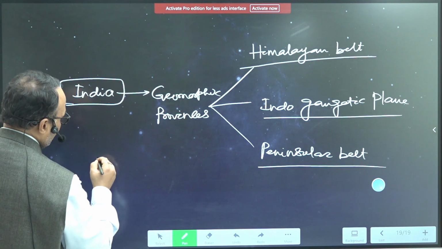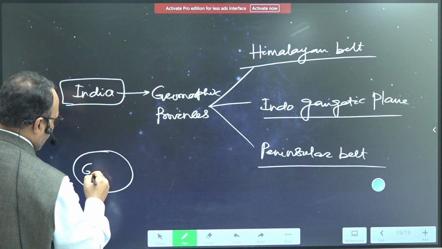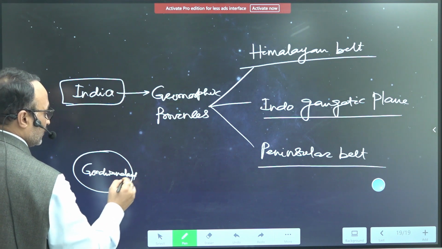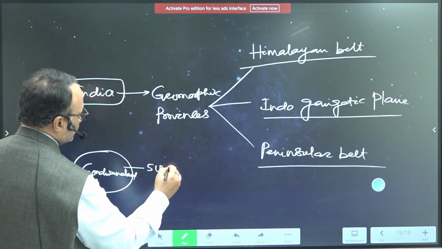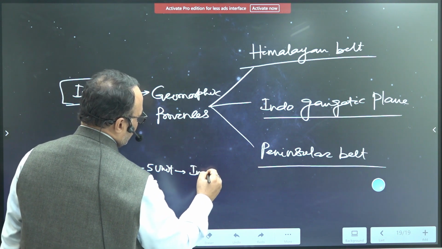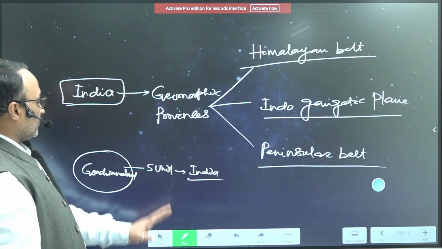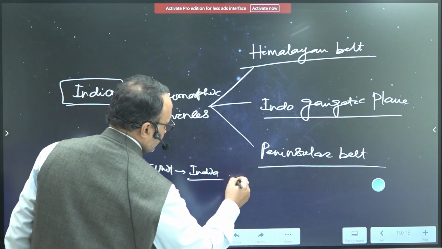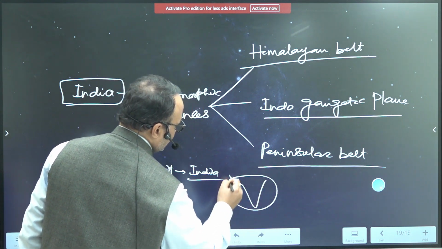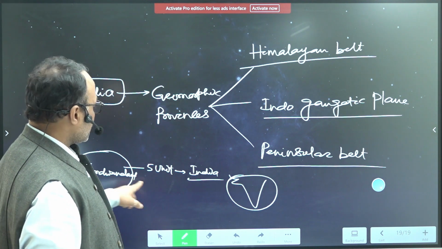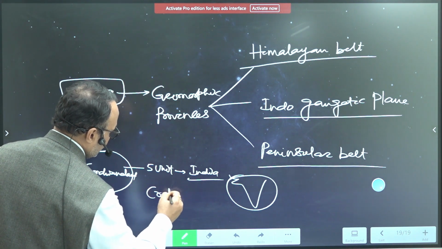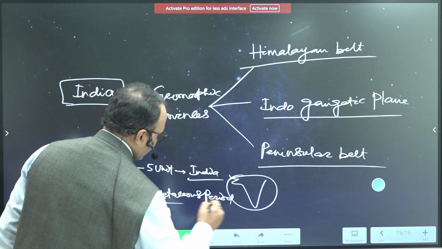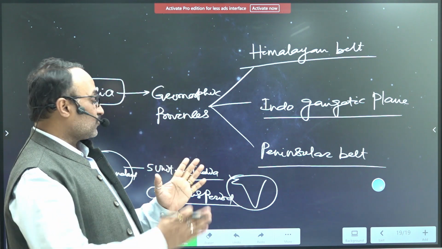Initially, I told you, India got separated from Gondwana land. When Gondwana land got separated into 5 units, one unit was India. And this India carved out of Gondwana land did not have the Himalayan belt and Indo-Gangetic plain. So only the peninsular belt existed at that point of time, when this separation happened during the Cretaceous period. So the present India and the original India were quite different.